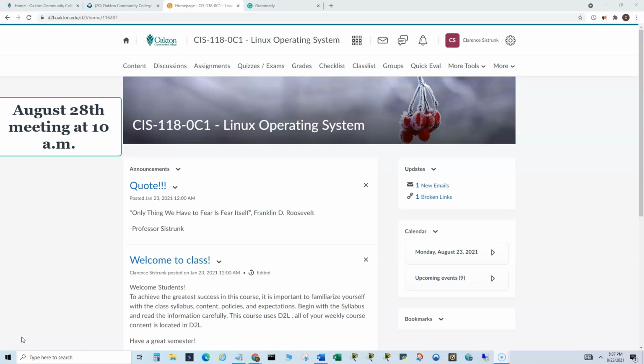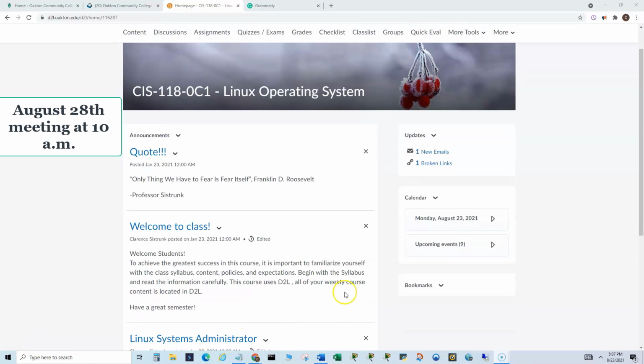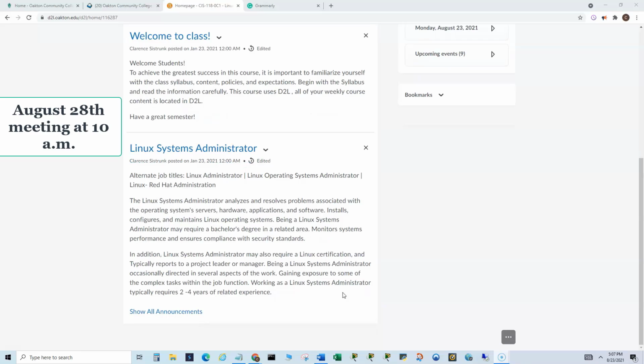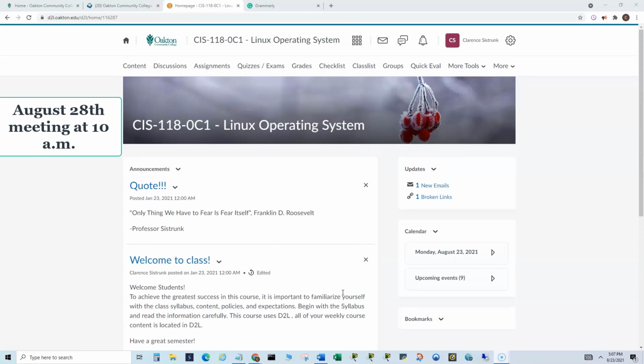Okay, Linux people, today is the first day that this class opened up for you. Now, what's important is this. You will see a lot of information inside of this course, and I want you to read through everything. But what's highly important is this. You must, I'm going to say that again, you must have your book on our first meeting.